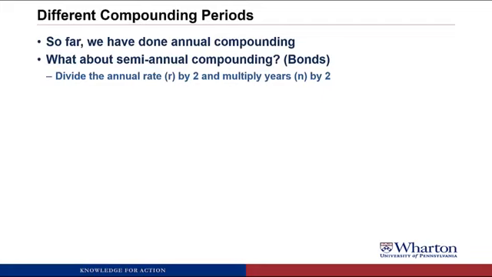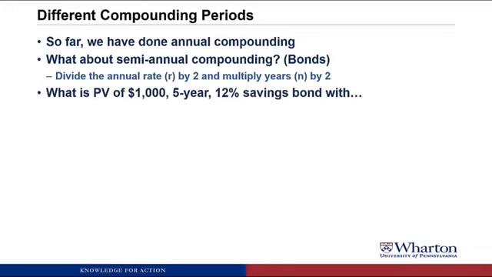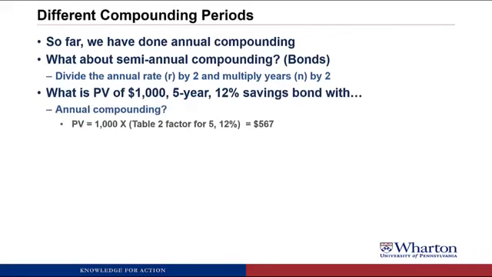Now, let's do a couple examples. So what's the present value of a $1,000 5-year 12% savings bond with annual compounding? So this is what we saw before, where the present value is going to be $1,000, which is the future value. Then we would go and look up the factor from table 2 for 5 years, 12%. Now I'm not going to do that, but I'll leave it for you to double check. And we'd come up with 567.